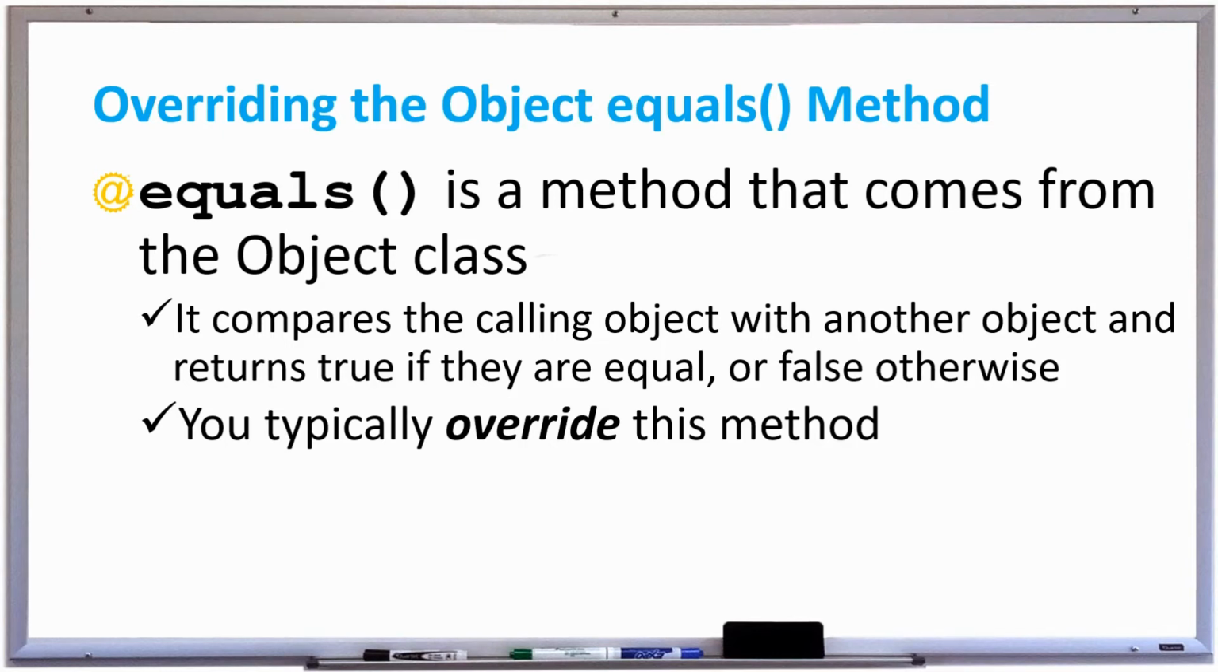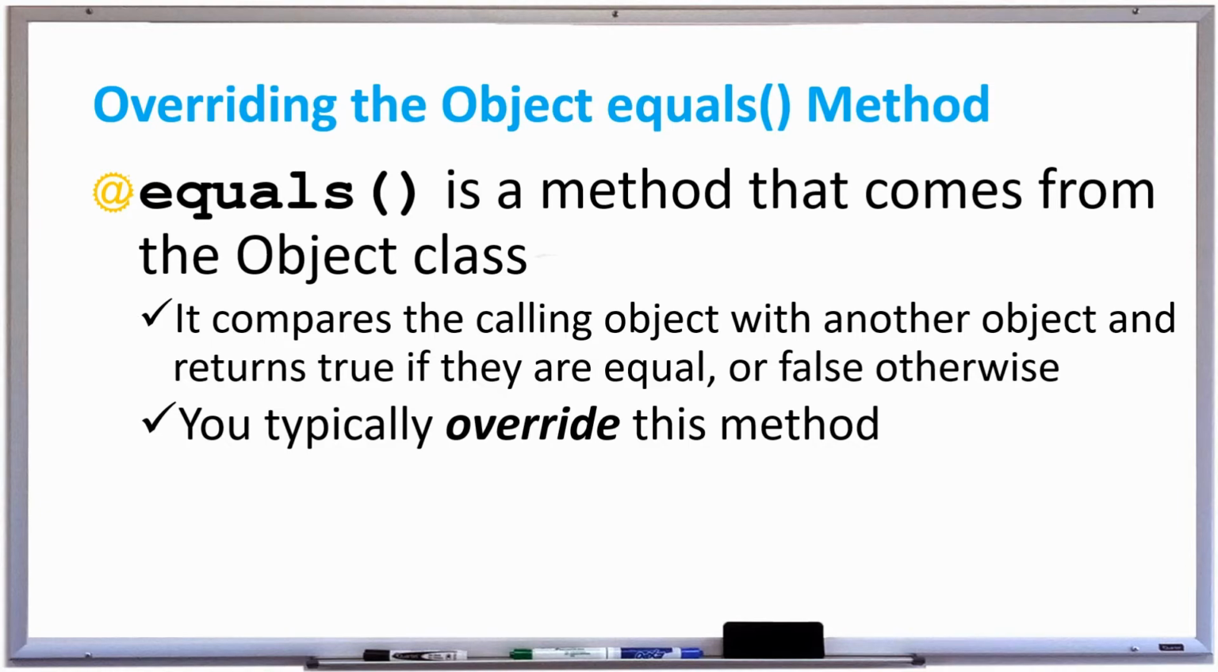Since the object class is the base class of all other classes, one of the methods that we get from object that's inherited is the equals method, and it compares the calling object with another object and returns true if they're equal or false otherwise. And we typically override this method when we create our own classes and we want to be able to compare them the way that we want.